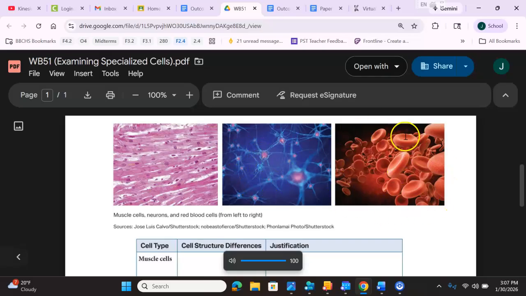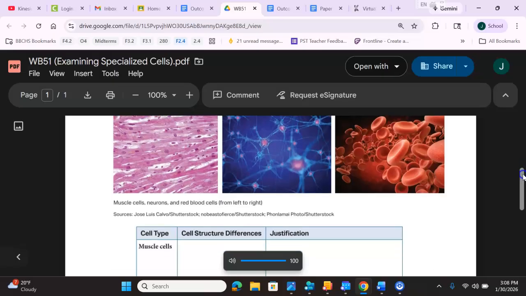Okay, and then you have the red blood cells. These are also cells. They have a membrane and cytoplasm, but these are shaped in a very unique way to let them move through blood vessels like arteries and veins and even capillaries. Capillaries are the thinnest veins and arteries to get oxygen all the way around our body.